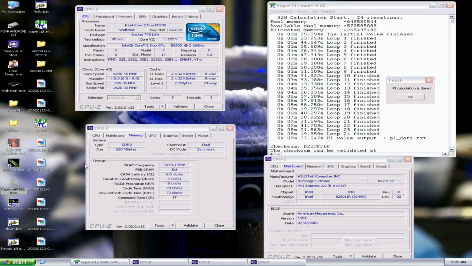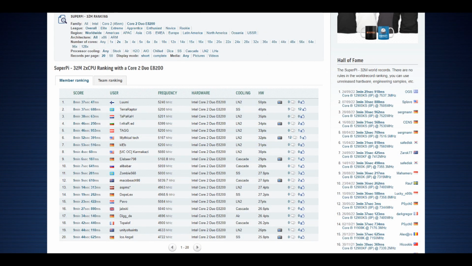So finally, that's the SuperPi 32M top score with the Core 2 Duo E8200. Very hard CPU to bench. Like a lot of FSB related issues, you need to be very accurate with VTT voltage, PLL, temperature, etc. So this was just a very quick run at 5240, so 655 FSB times 8, only like 600 milliseconds faster than the previous top score made by Terroraptor.